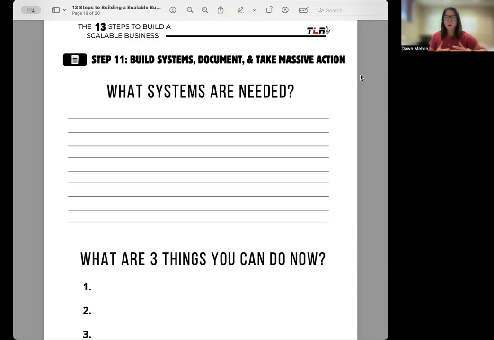And what are the three things that you can do now? Do you have those systems in place? Are they functioning well? Do you need to make any tweaks to those systems? And if you don't have those systems, what systems do you need and what's the priority? You want to make sure that you prioritize those systems because otherwise you're just going to be trying to, as I like to say, boil the ocean.